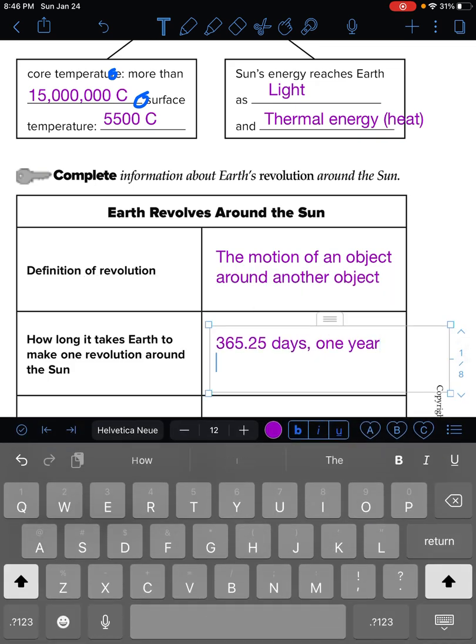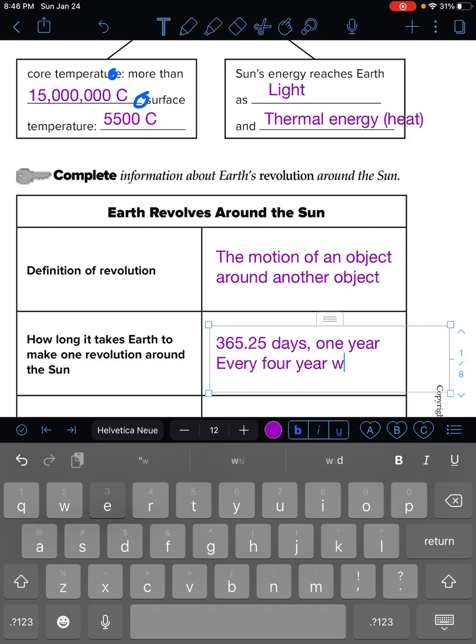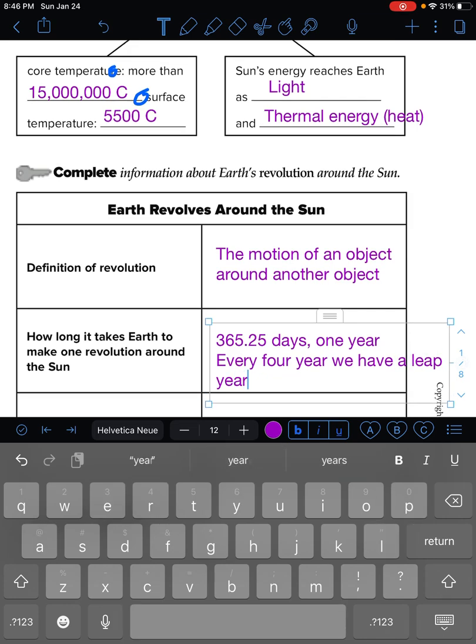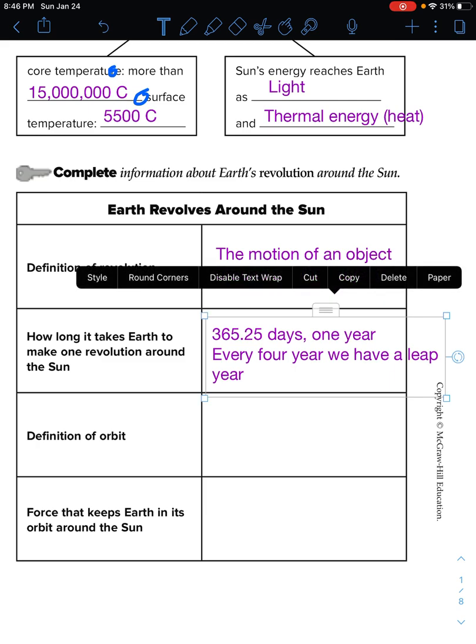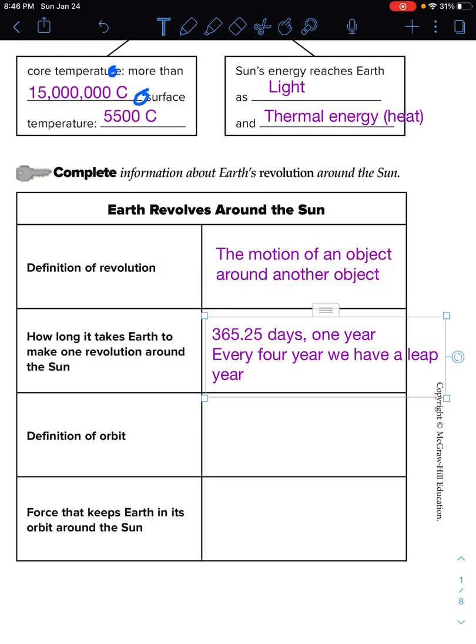And with that, every 4 years, we have a leap year. And that's going to keep our calendar on track, since it's really 365 and 1 quarter days. So every 4 years, that equals then 1 extra day that we have to account for, okay?